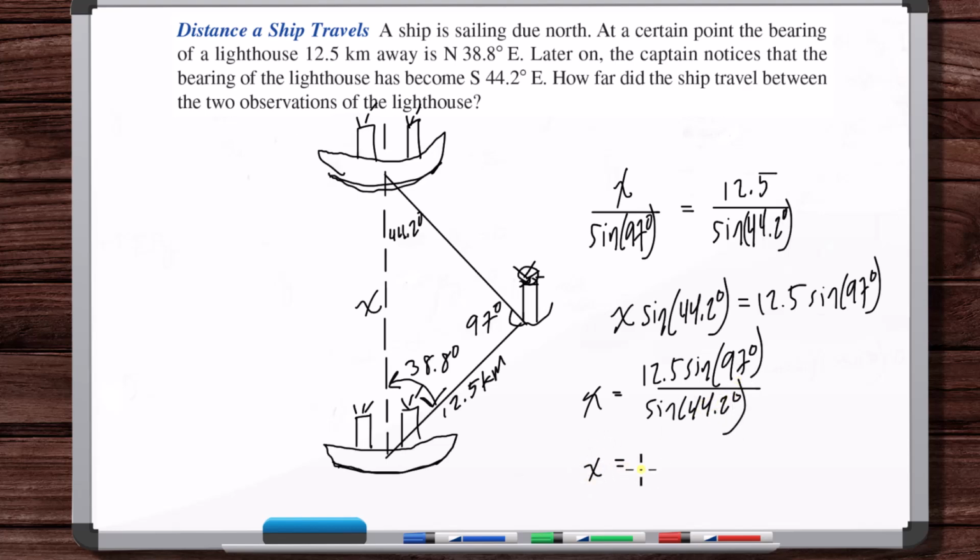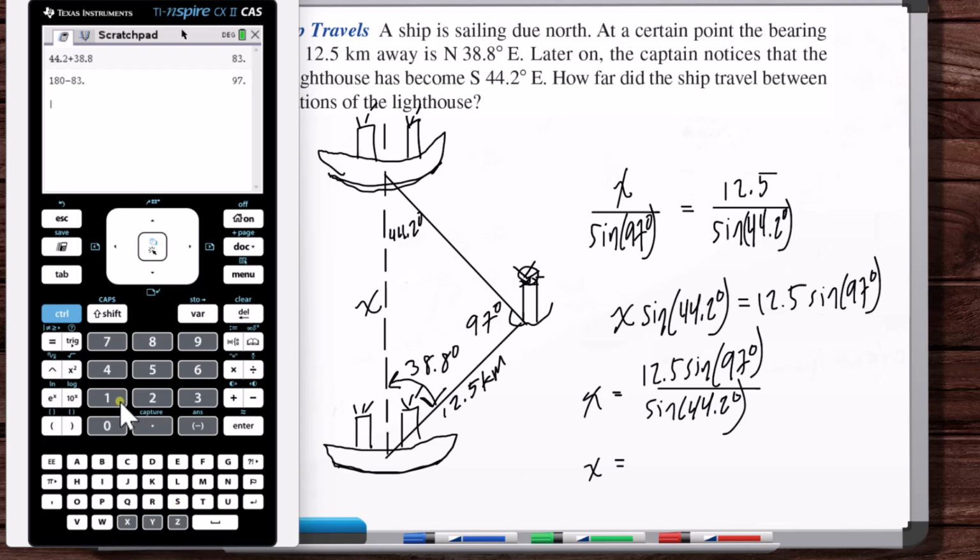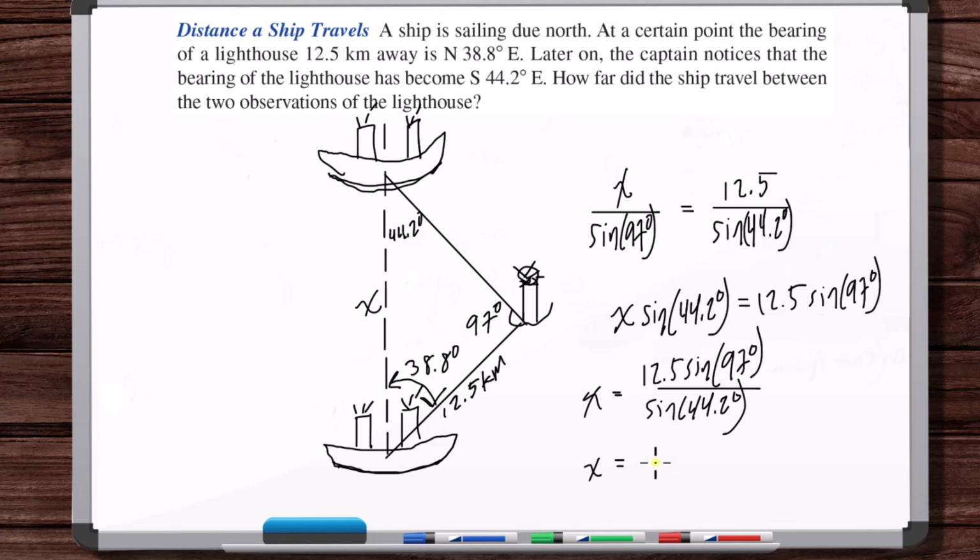x. Okay, so 12.5 times sine of 97 divided by sine of 44.2 is 17.8 kilometers. And that's the answer.